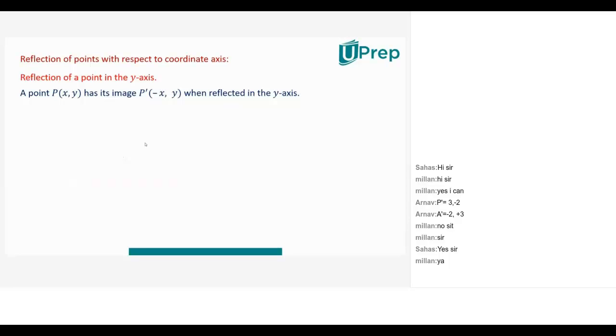With the y-axis, exactly the reverse thing happens. Now the ordinate remains the same, but the abscissa changes. That's my next property. Point P(x, y) has its image P dash (-x, y). That means the abscissa has changed the sign, whereas the ordinate remains same when reflected in the y-axis. Can you mark down, write down the property? Second property.